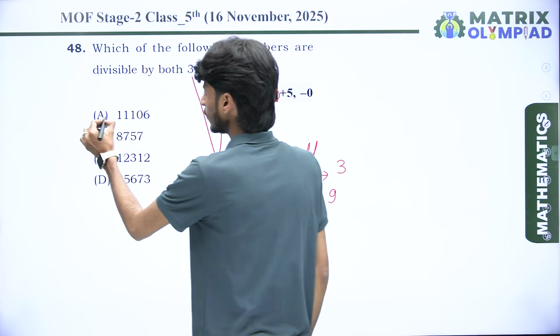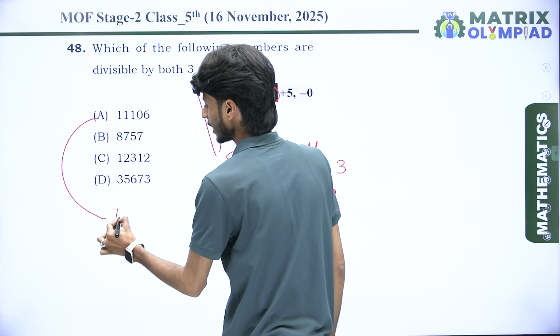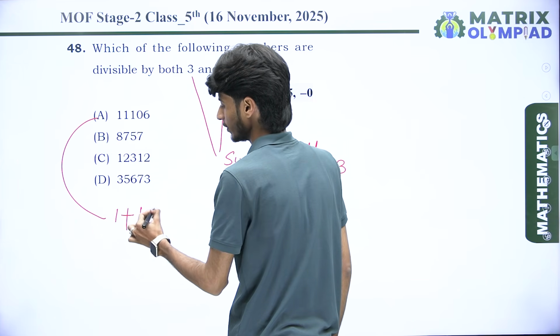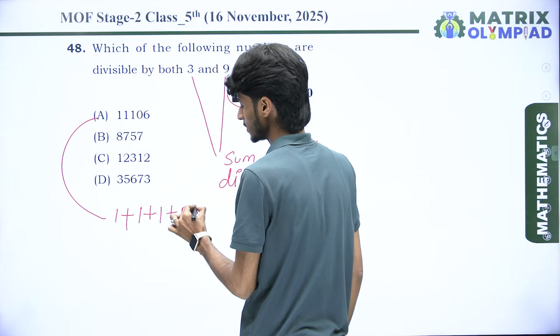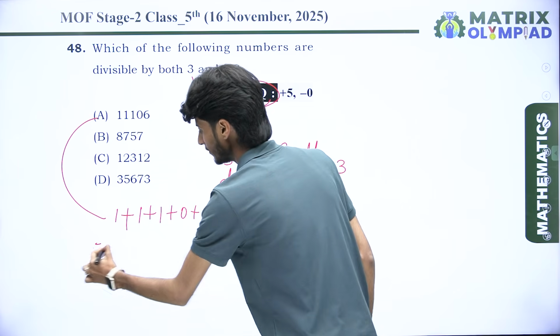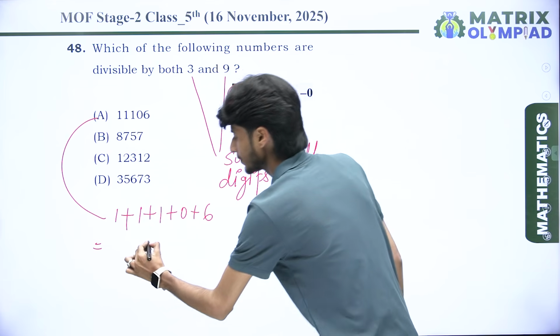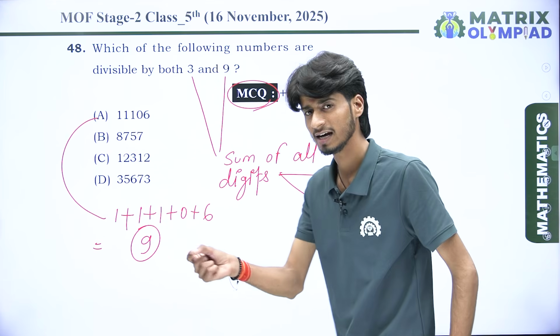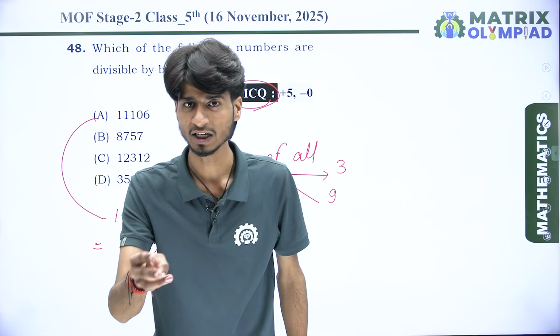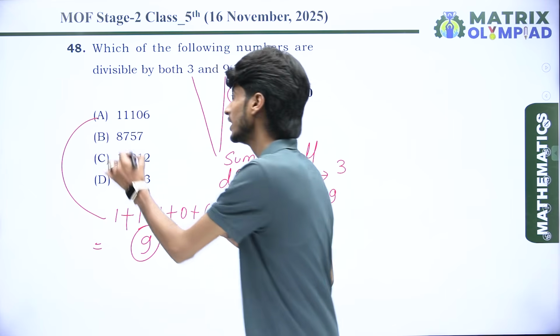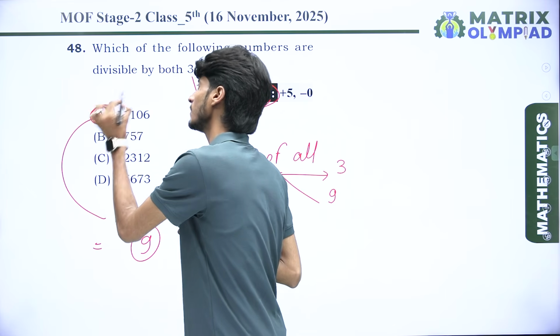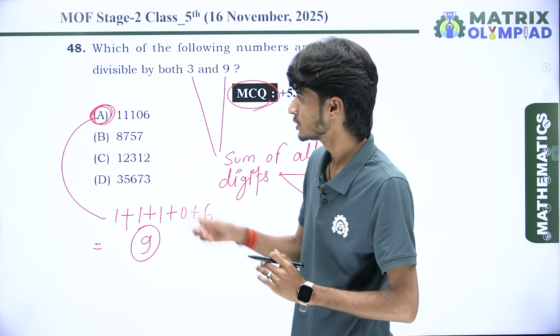So let's first of all take this number. We are having 1, second digit 1, third digit 1. Now we are having 0 and 6. So let's add all of them. 1 and 1, 2, 2 and 1, 3, 3 and 0, 3, 3 and 6, 9. And you know very well, 9 is properly divisible by 3 or 9 both. Then we say this is properly divisible by 3 or 9. Okay, so A is correct.